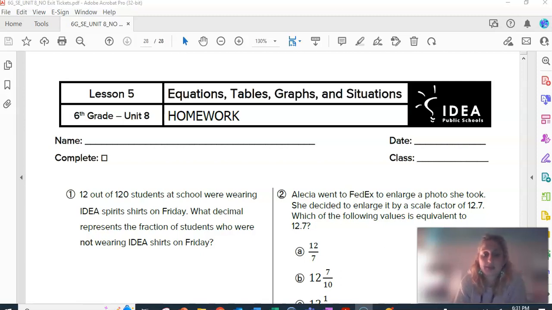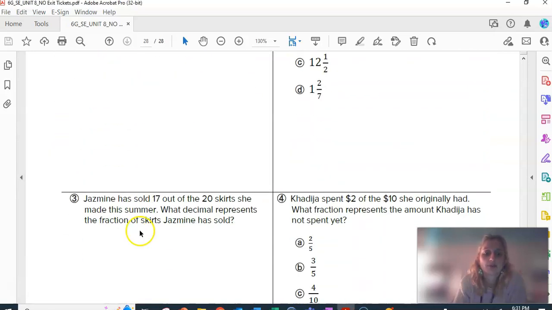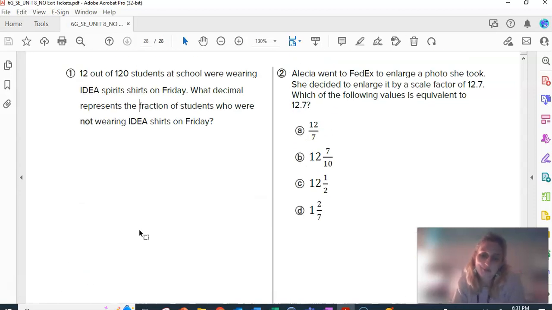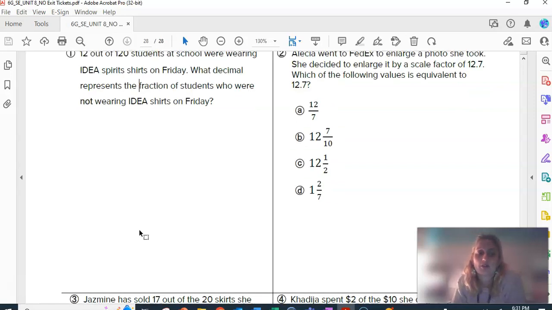Okay, so there are only 4 problems here. Number 2, I'm going to skip over. Number 1 and number 3 are pretty similar, so I'm going to model the harder one, and then you can do number 3 on your own.